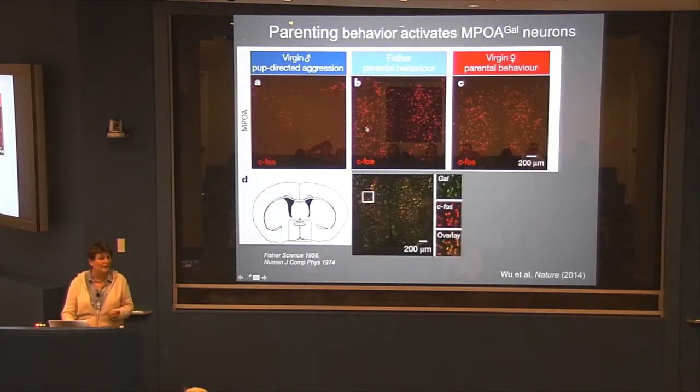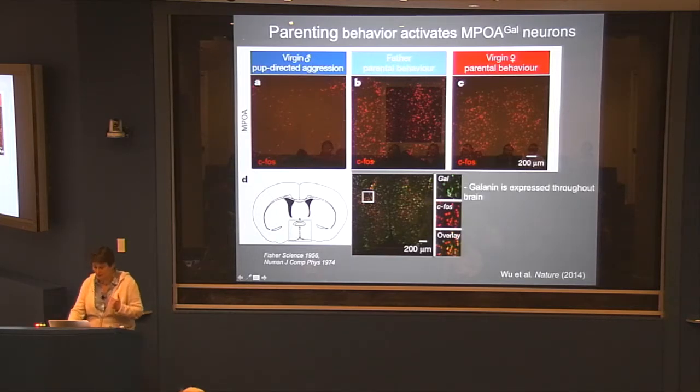By trial and error, Herbert was able to identify a particular peptide called galanin as nicely overlapping in expression with the neurons expressing c-Fos. In other words, a large fraction of the c-Fos positive cells activated during parental behavior, both in males and females, express the peptide galanin.